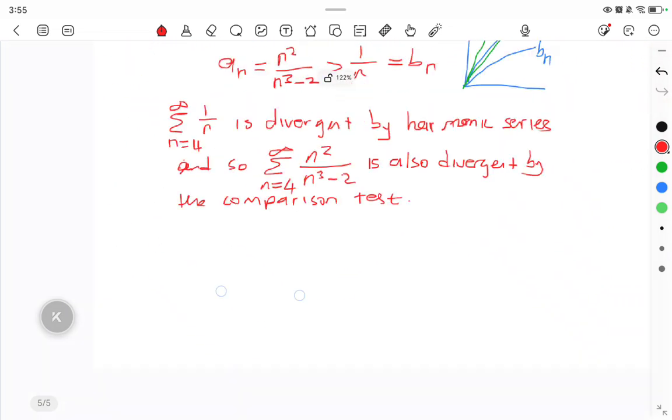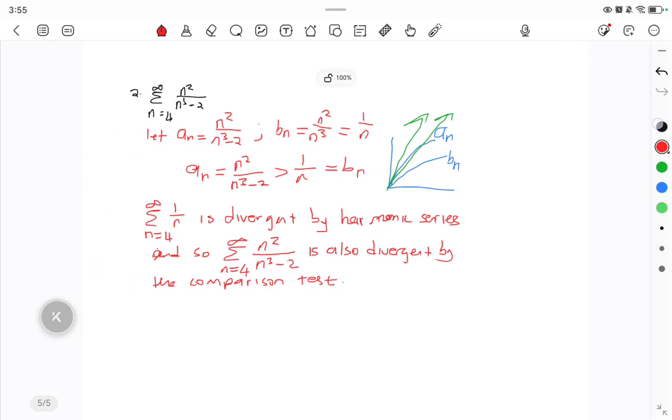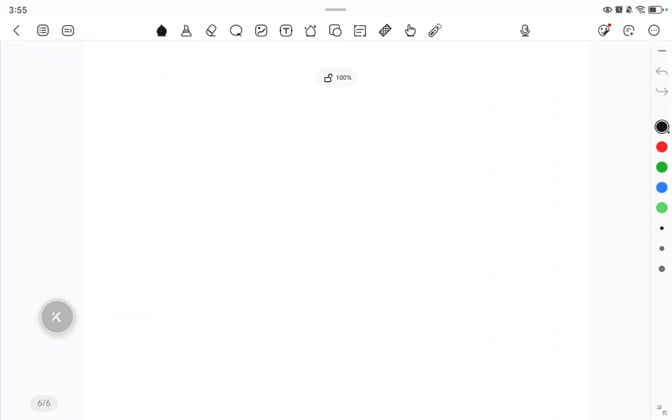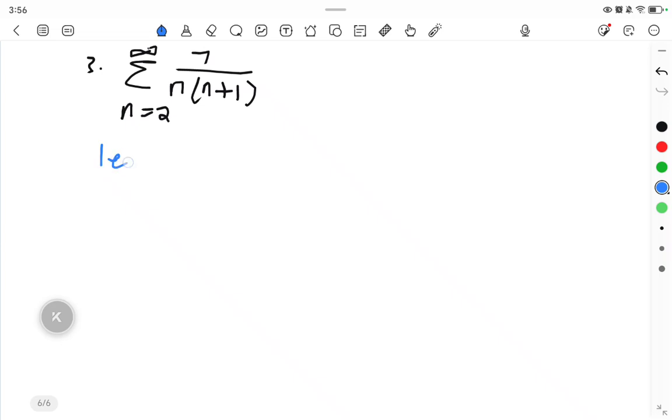Then we come to the third question. The third question now, we're going to have the summation from n equals 2 to infinity of 7 over n plus 1. So first, what I'm going to do is let an be equal to 7 over n plus 1.